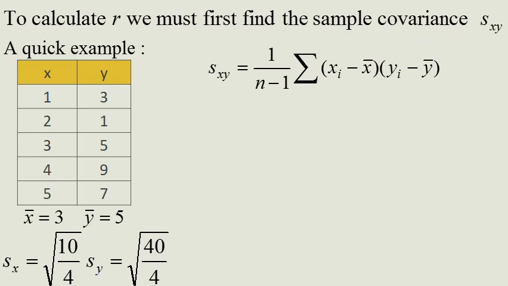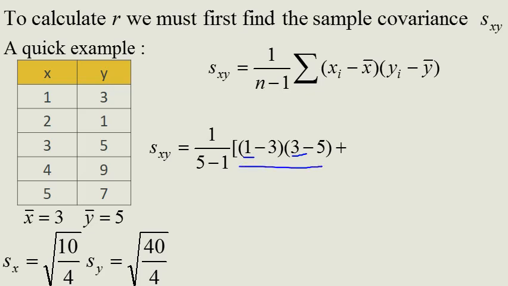Our data has 5 points, so n is equal to 5, and there'll be 5 terms in the sum. Here is the beginning of the calculation. Next, we start with the first point, 1, 3. The x value is subtracted by x bar, 3, and the y value is subtracted by y bar, 5, and these results are multiplied together.